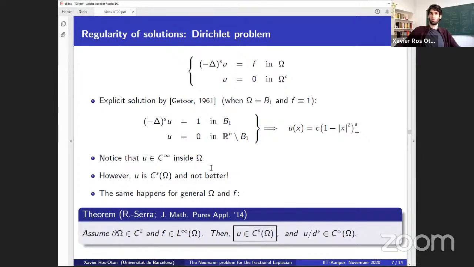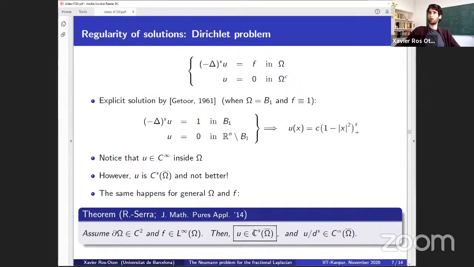It turns out that the same happens for every domain that is C^2, or C^{1,1}, or even C^{1,alpha}, and f in L infinity, say. What we proved was that in the general case, every solution u is C^s up to the boundary. Moreover, u divided by the distance to the boundary to the power s is also Hölder continuous up to the boundary. This was more delicate to prove, but I don't want to enter into these details, because the important thing for me in this talk is that in the Dirichlet problem u is C^s and this is optimal.